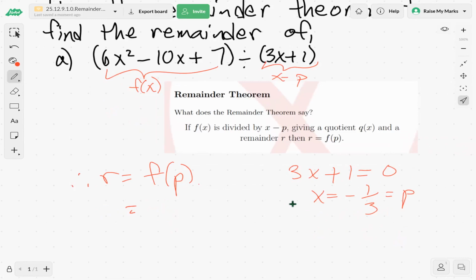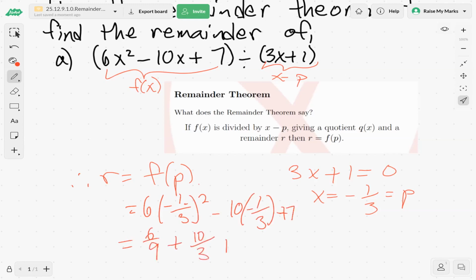Let's plug our p in there, so our negative 1/3. 6 times negative 1/3 squared minus 10 times negative 1/3 plus 7. And what does that give us? 6 over 9 plus 10 over 3 plus 7.